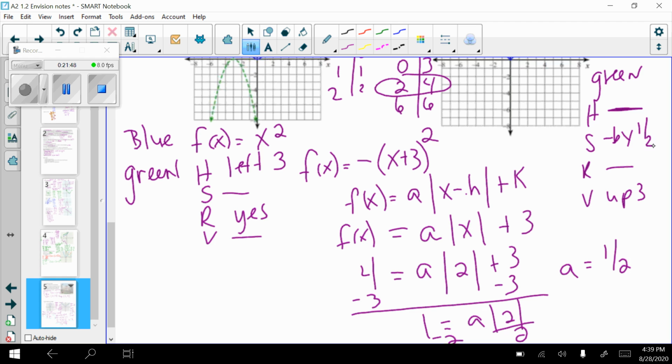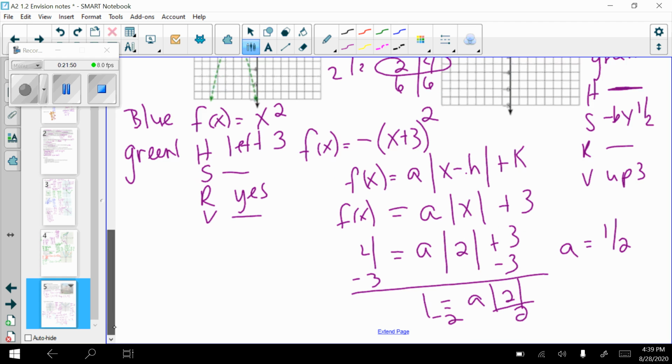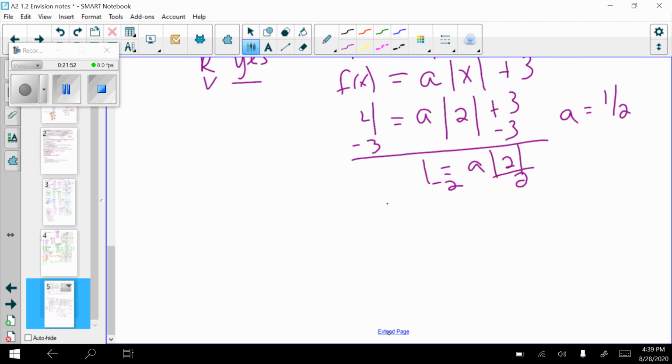So to write my equation, it is f of x equals the 1/2, that a we just found, times the absolute value of x. We didn't have any left or right movement, so just absolute value of x. It shifted up 3, so plus 3.